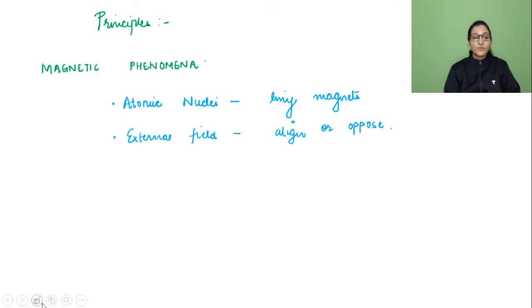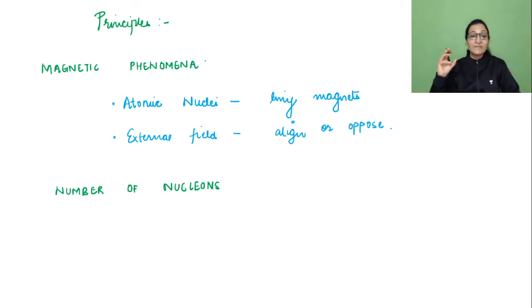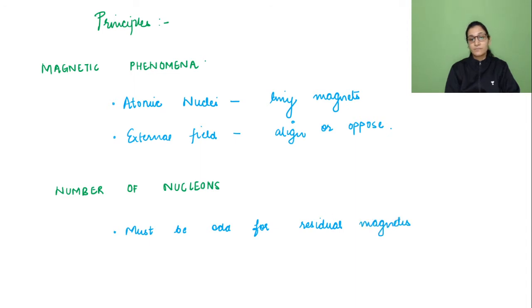Now next is the number of nucleons. So what do we mean by this? The number of nucleons, the number of magnetic fields present in the molecule, must be odd for residual magnetism.